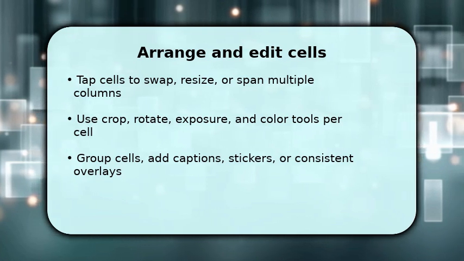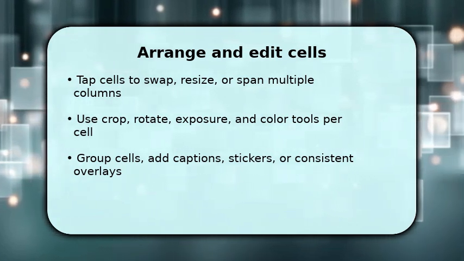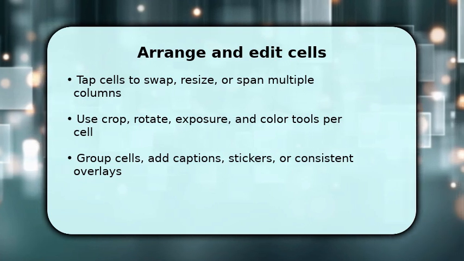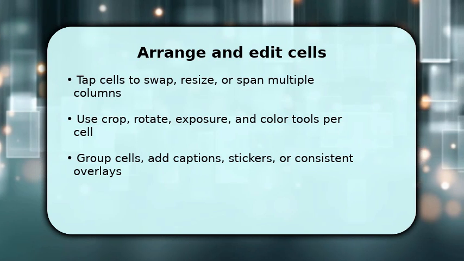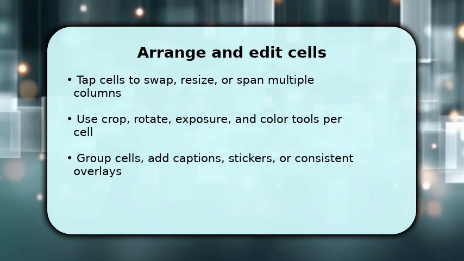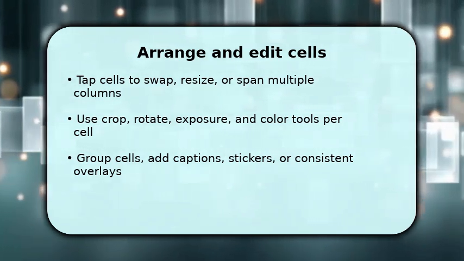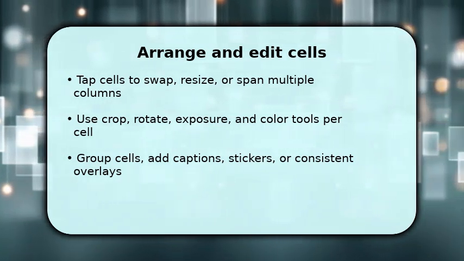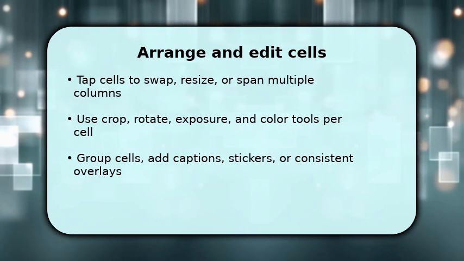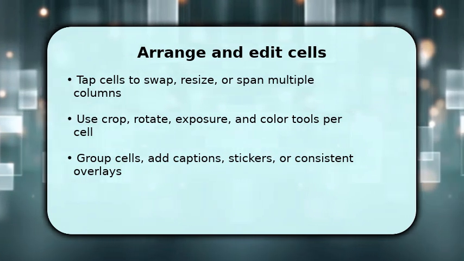While you work, use crop and rotate to tighten composition and adjust exposure and color to match tones across the grid. Once images align, add overlays or captions for context, and group related cells so you can move them together. Grouping preserves relative spacing and speeds repeated adjustments. Remember to zoom in to check details before finalizing.